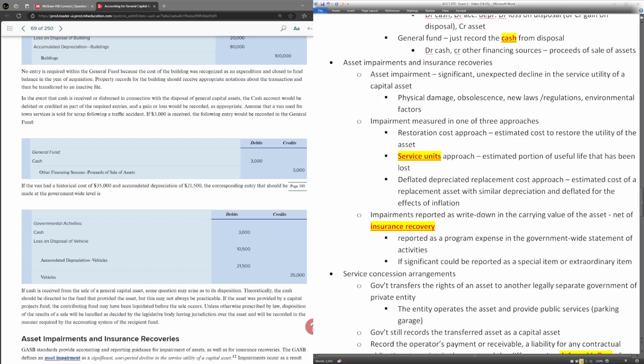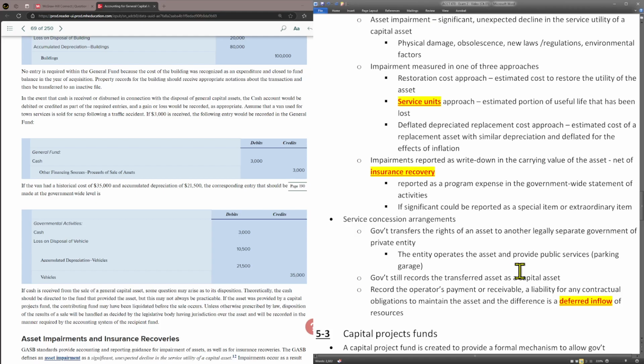Deflated depreciated replacement cost approach. Boy, that's a mouthful. Estimated cost of the replacement asset. It sounds sort of like restoration, but with restoration the asset's still there. What do you need to put into it to get it back up to usefulness? Here, an asset is no longer any good, and therefore you are just replacing it. So what is the cost to replace it with an asset that has a similar depreciation profile and is deflated for the effects of inflation?